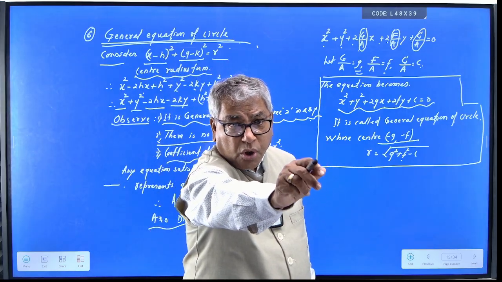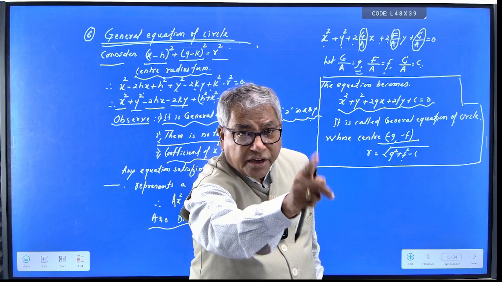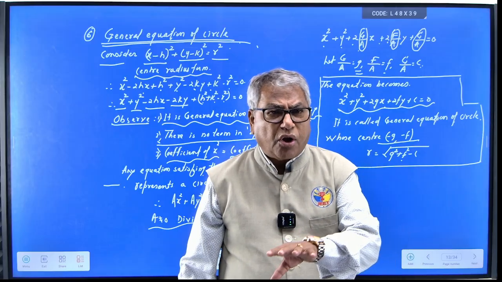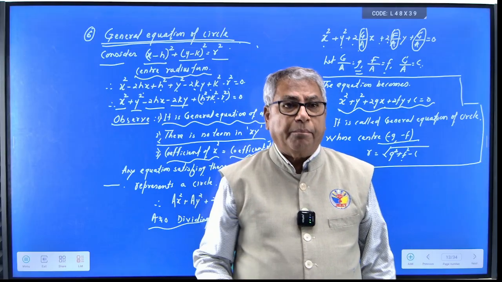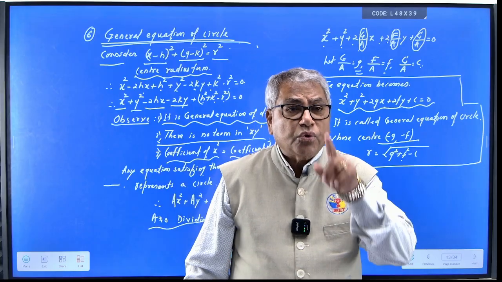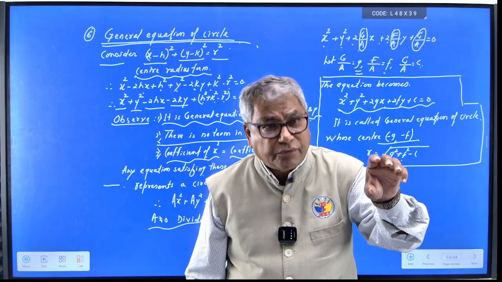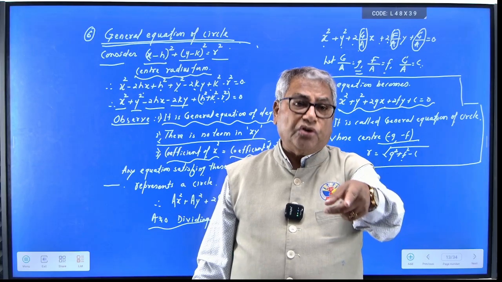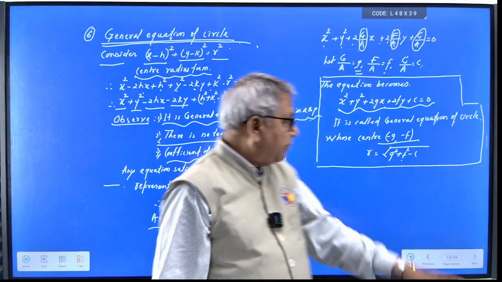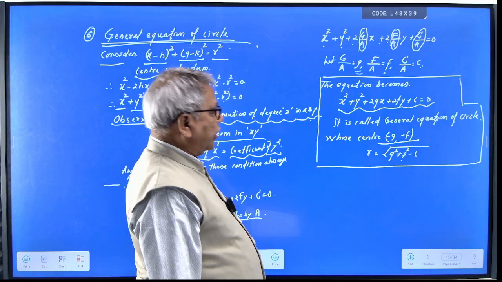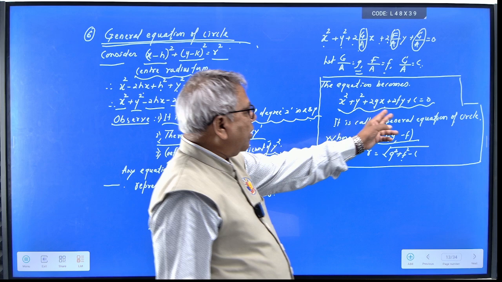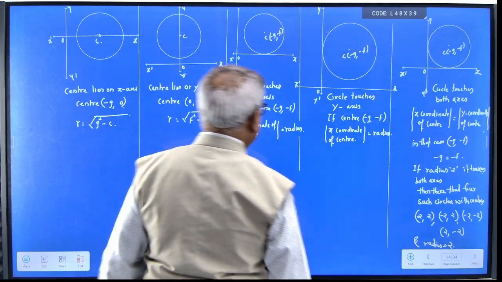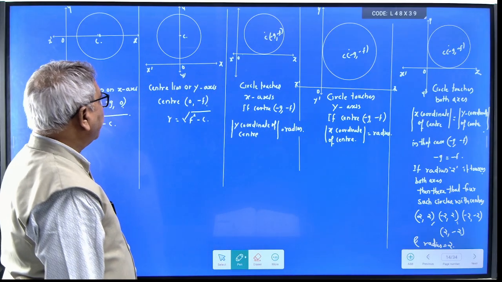Remember that the coefficient of x² and coefficient of y² must be 1 in that case. If it is given that 5x² + 5y², where the coefficients of x² and y² are both the same, it represents a circle. But while finding the center and radius, first divide both sides by 5. Whatever we get, the coefficient of x is 2g, the coefficient of y is 2f, and so on. So the general equation x² + y² + 2gx + 2fy + c = 0 has center (−g, −f) and radius √(g² + f² − c). See the different forms of the circle.